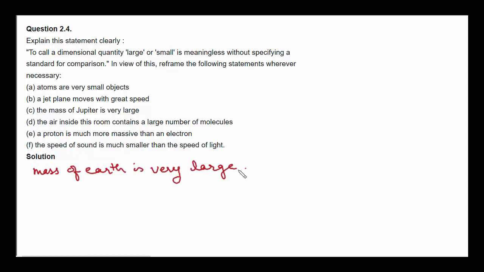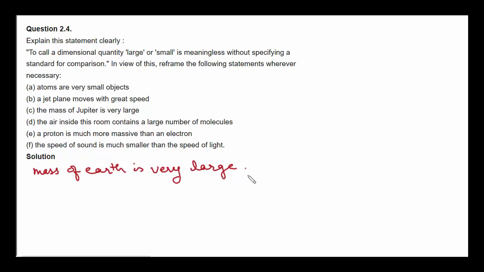Now, for example, we say that the mass of Earth is very large. Now, this statement is meaningless. We all know that the mass of Earth is large, but in comparison to what? Are we comparing it with another planet, for example Jupiter or the Sun? Obviously, the mass of Earth is very small in comparison to Jupiter or the Sun. So, in this statement, we have to specify in comparison to which object we are trying to say that the mass of Earth is large.